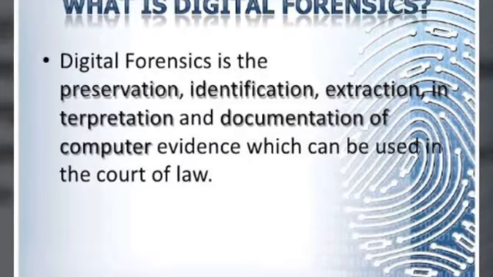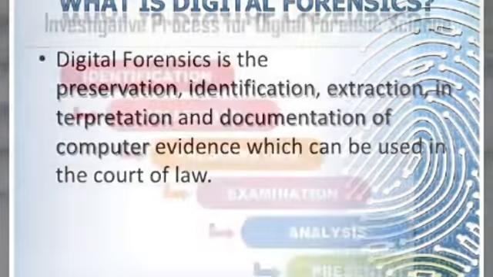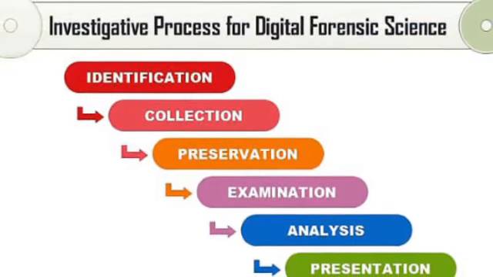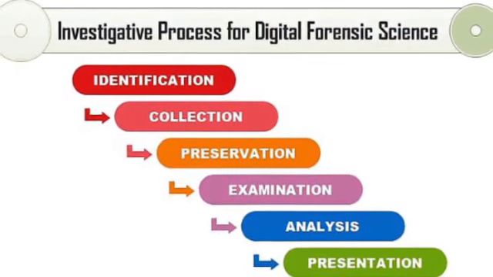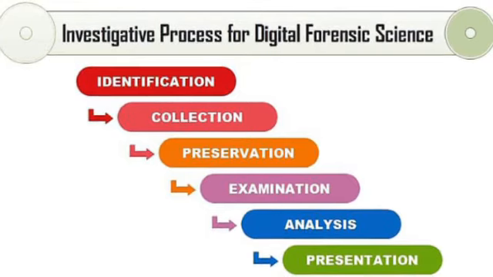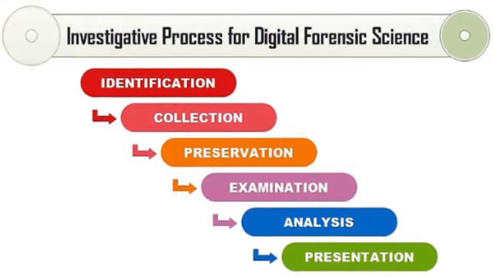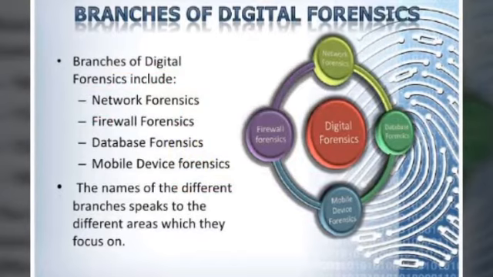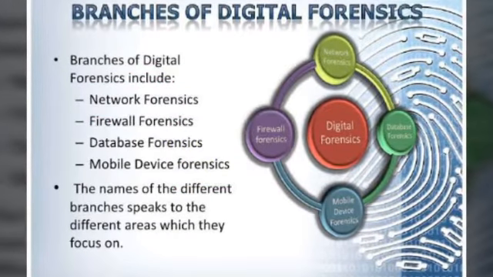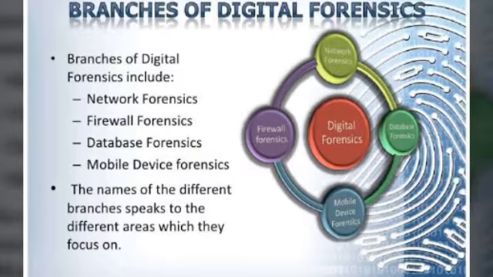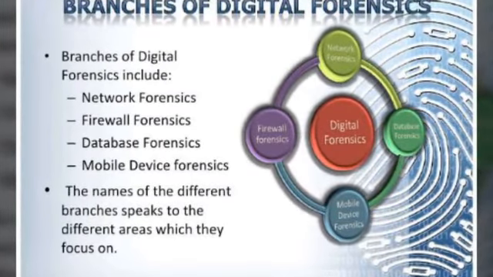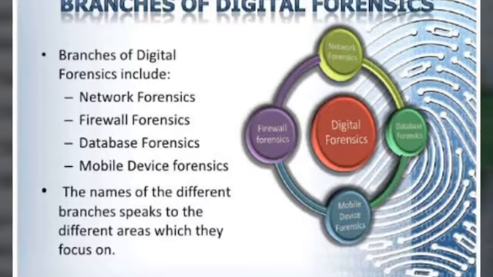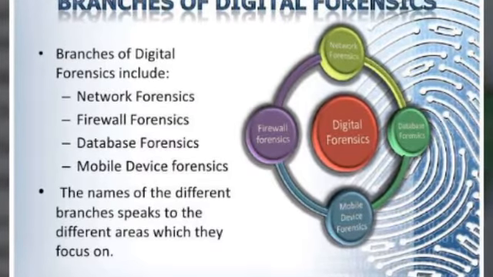of law. Then comes the investigation process of digital forensic science. These are as follows: identification, collection, preservation, examination, analysis and presentation. Then comes the branches of digital forensics. There are generally 4 branches of digital forensics. They are network forensics, firewall forensics, database forensics, and mobile device forensics. The names of the different branches speak to the different areas which they focus on.